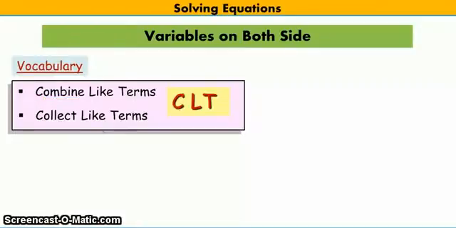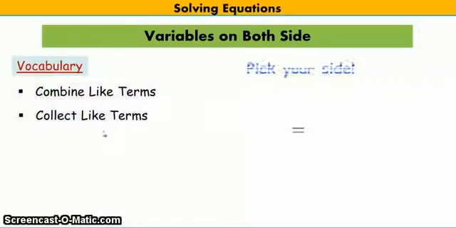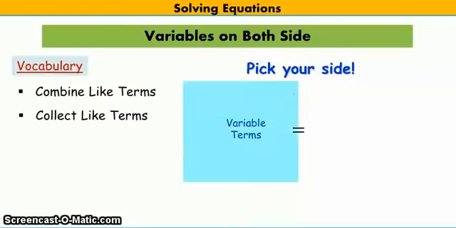Both of these I abbreviate often as CLT, and you'll see that in a lot of my videos and in our PowerPoints. Okay, and like I said, since we're going to deal with variables on both sides of the equation, what you have to do is pick your side. It doesn't matter which side you pick, but you're going to collect all your variable terms on one side and all your constant terms on the other. So that's our whole chore: to put all our variable terms, those terms that have variables, on one side, and our constant terms on the other side of an equation.